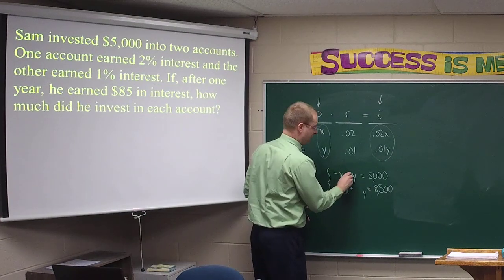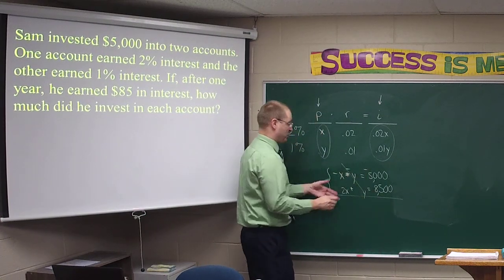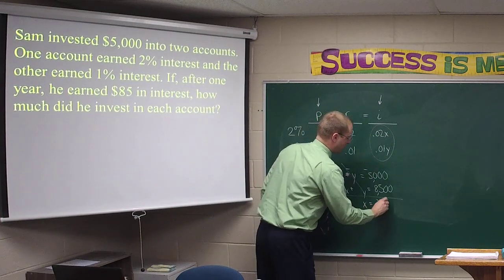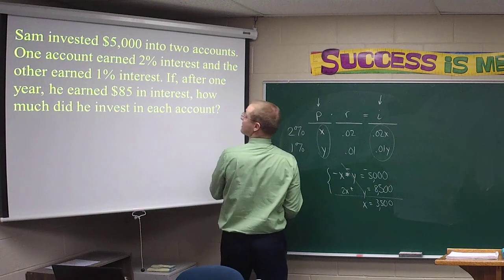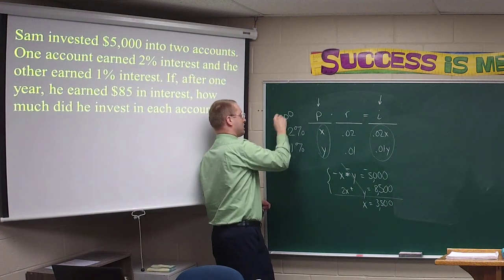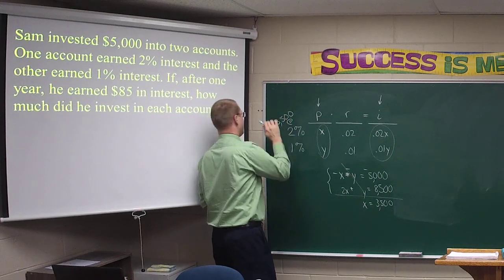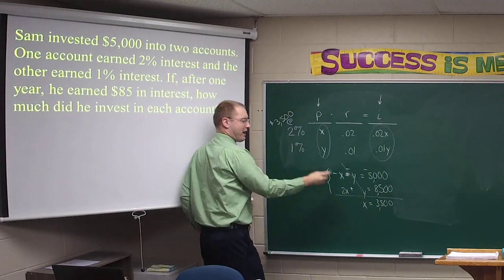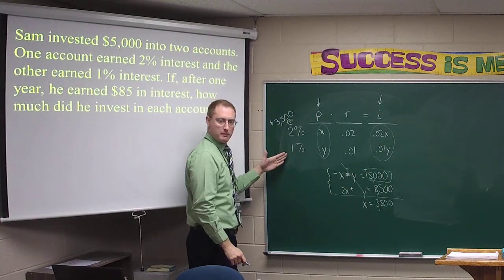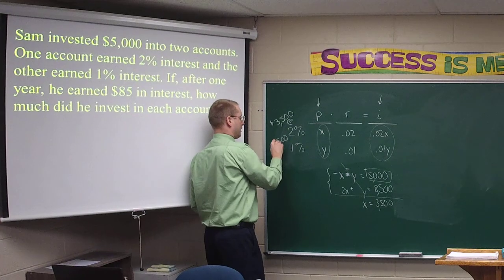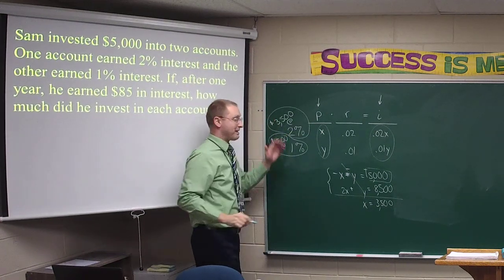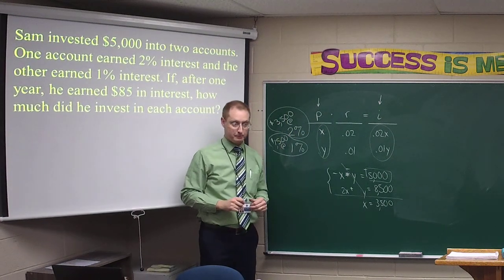I'm just going to go through and change the signs across the top, cancel the y's. 2x minus x is just x equals, class, $3,500. So that's the amount that Sam invested at 2%, $3,500 at 2%, and it wanted each account 5,000 total, right? So 3,500 at 2%. How much at 1%? $1,500 at the 1%, and there are my answers. And I'm going to have this for this word problem.